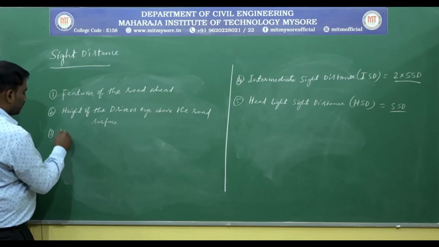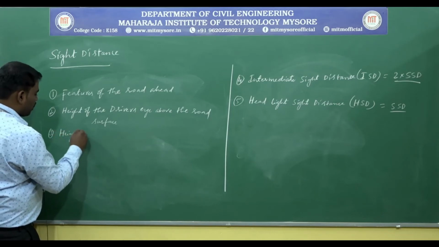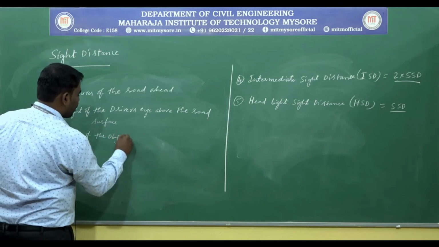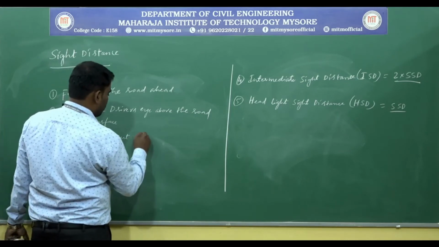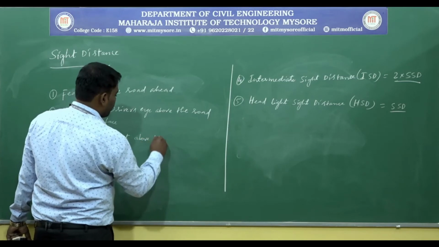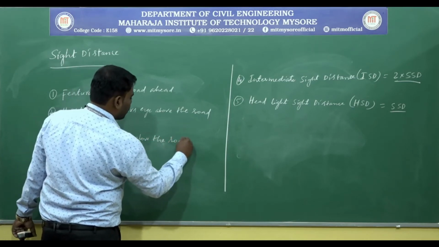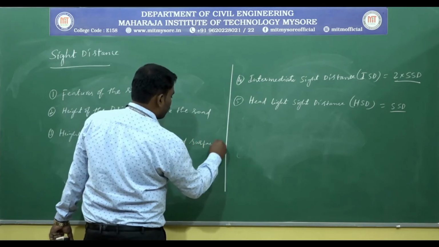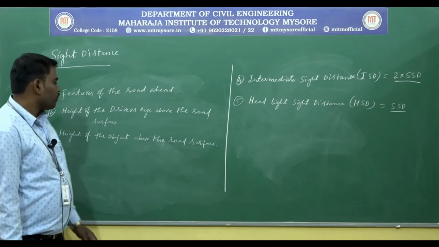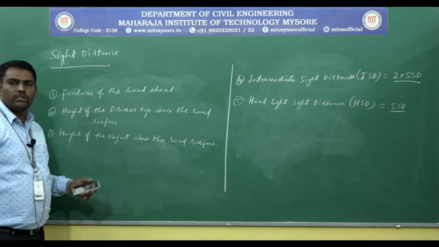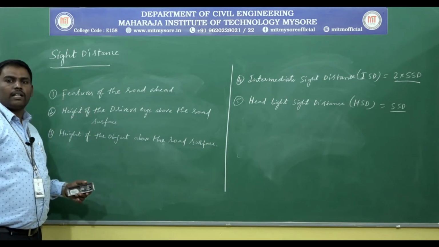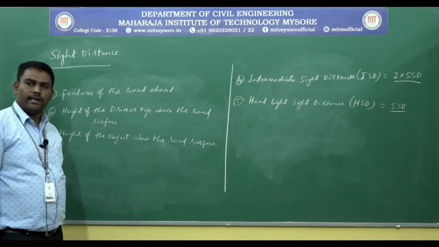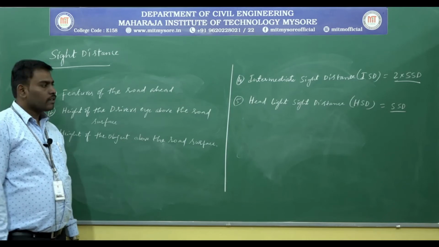Third one, it is the height of the object above the road surface. Okay, on these 3 factors, the sight distance available on the road to a driver at any instant of time will depend. Is it clear?